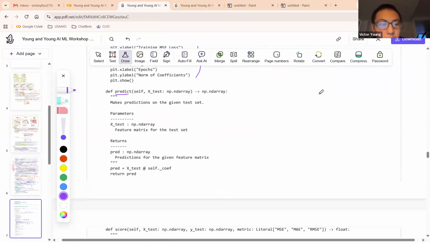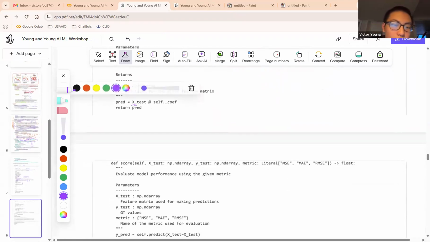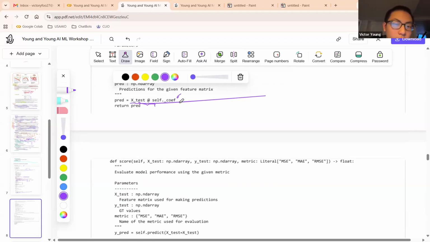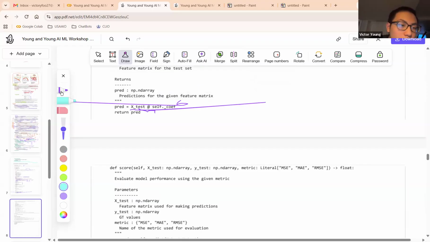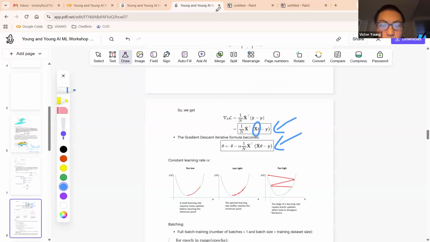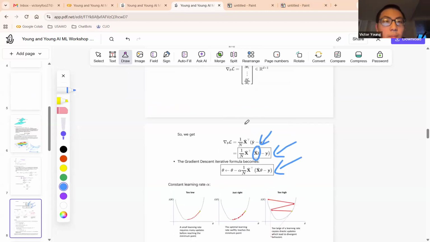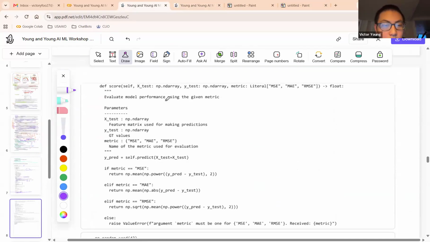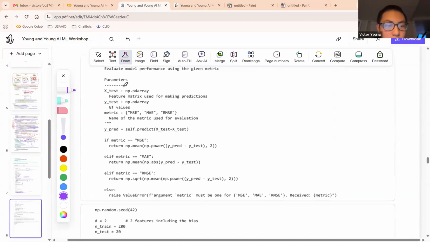Now, in the predict function, what do we do? Well, all we need to do is this: X test multiplied by self-coefficient, which is just the theta. And that equation is also right here. So that is the prediction on the test set. Finally, the score function is just to calculate the MSE. MSE is y prediction minus y test, to the power of 2, and then take the mean.